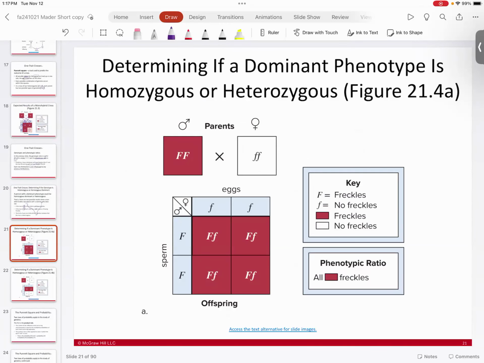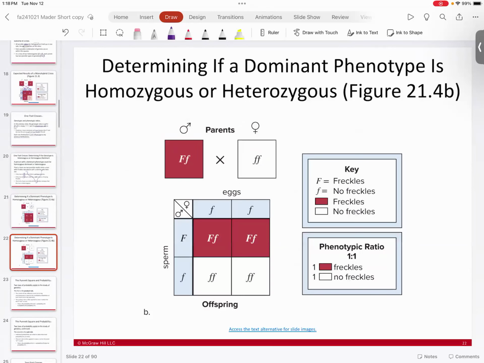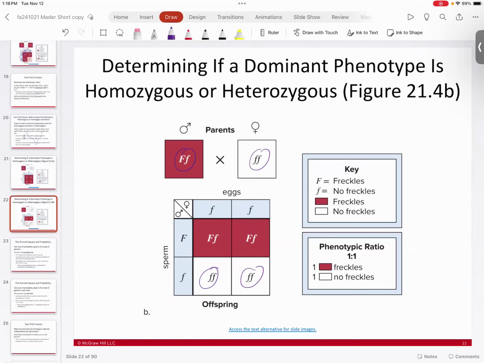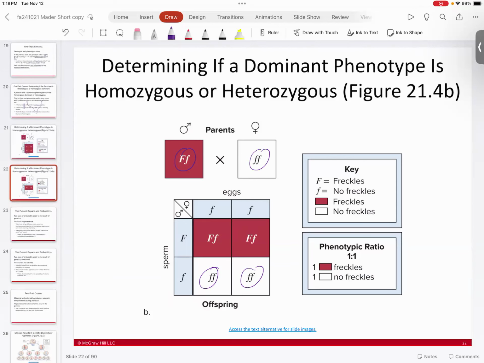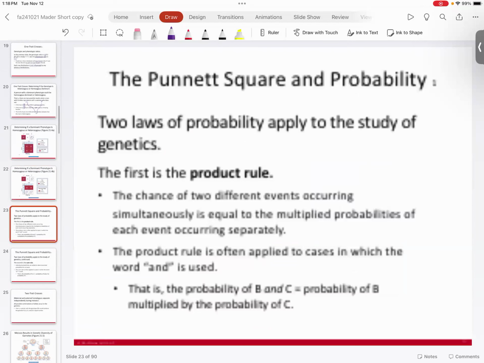So in this particular case, if you have, for instance, a homozygous dominant dad with a homozygous recessive mom, then all of your kids are going to have freckles because they're all going to be heterozygous. However, if you have a heterozygous dad with a homozygous recessive mom, then half of your kids are going to get that recessive allele from dad, which makes them no freckles, and half of your kids are going to get the dominant allele from dad, which means they have freckles. So it's a 1-to-1 type of ratio.